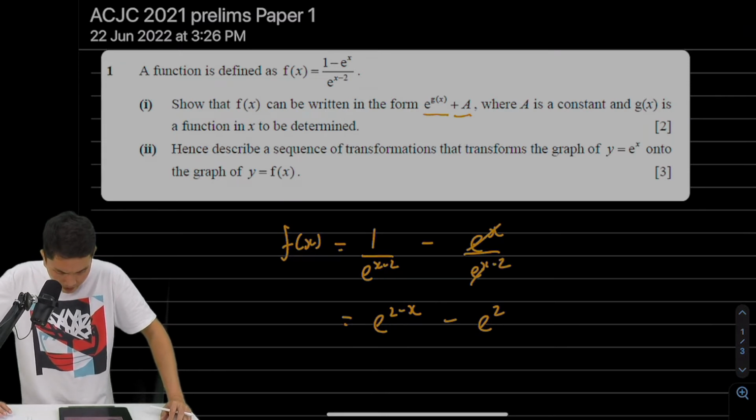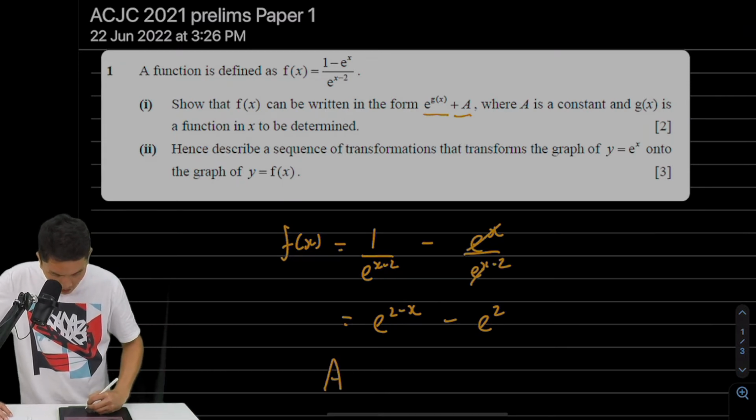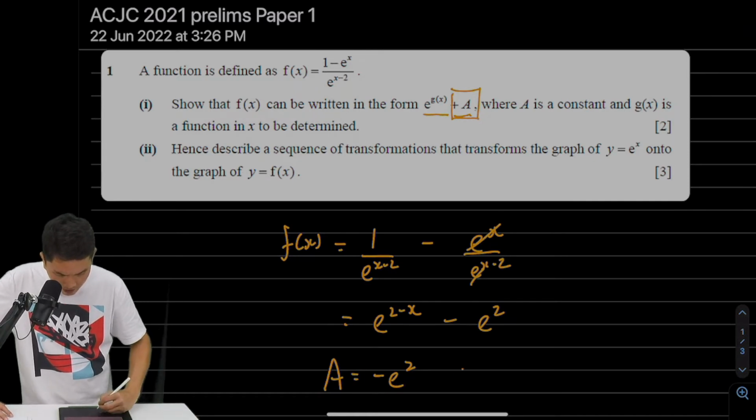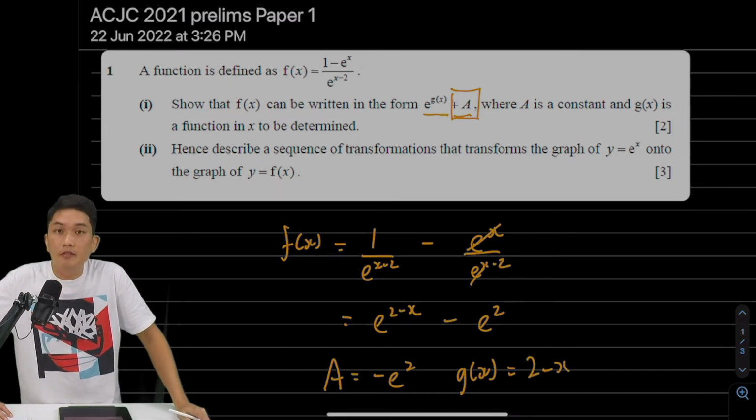So over here, you have to be careful. A, our constant, is -e squared. Take note that a is a positive in the question, so over here a is -e squared, and g of x, the exponent of our exponential function, is 2 minus x. That's part 1. Nice and easy. Now let's look at part 2.